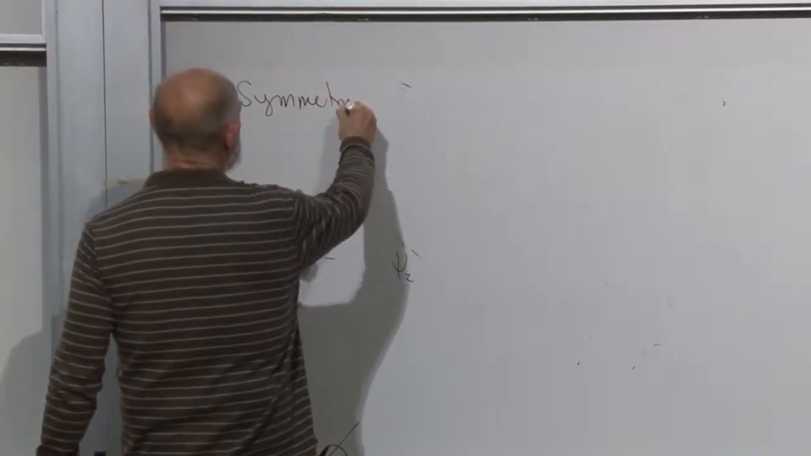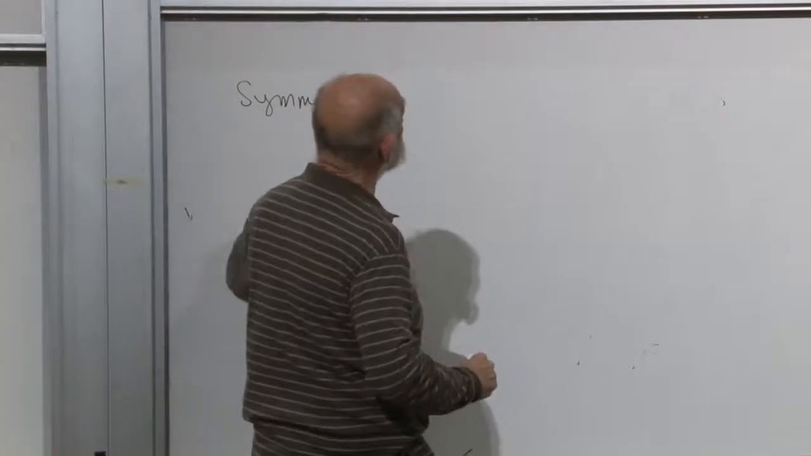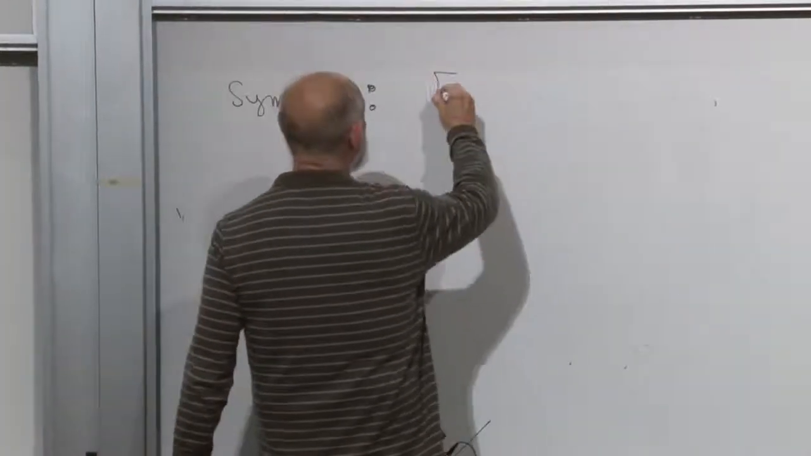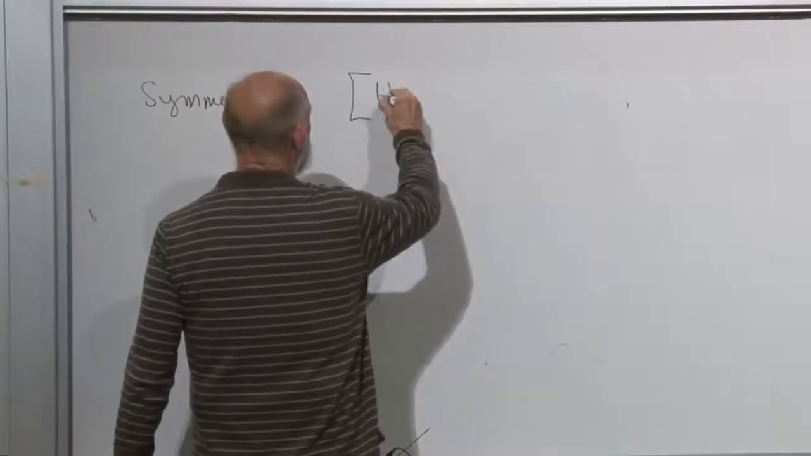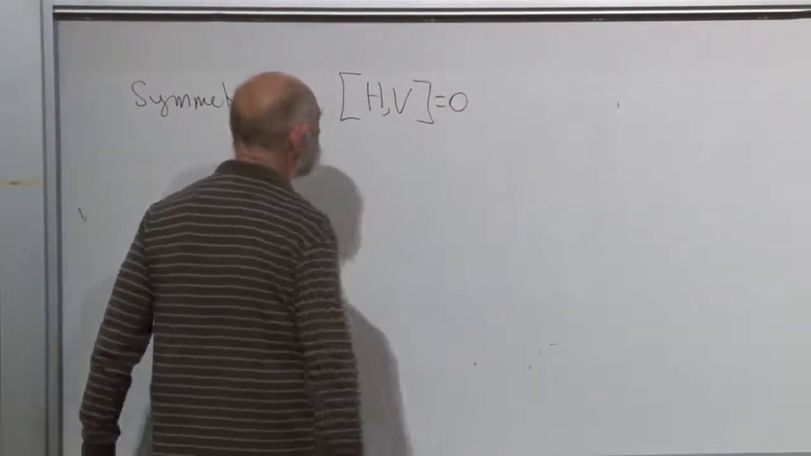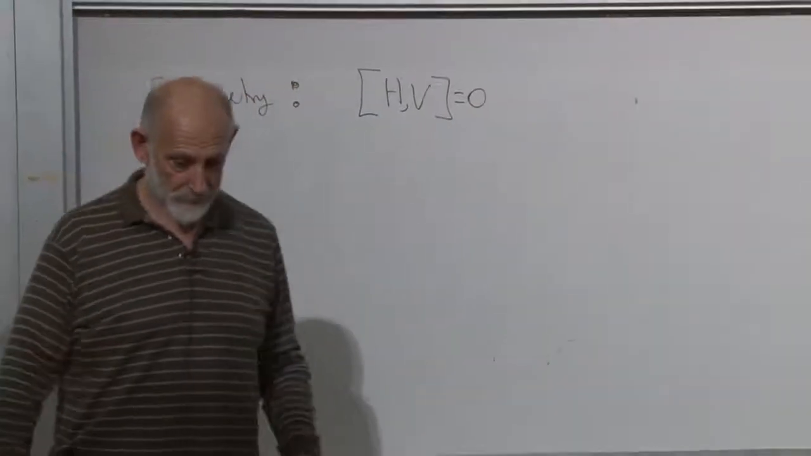This will become much clearer when we do some examples. Symmetry: the commutator of H with V is equal to zero. That's what it says.